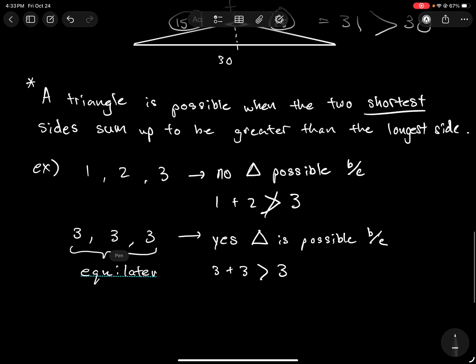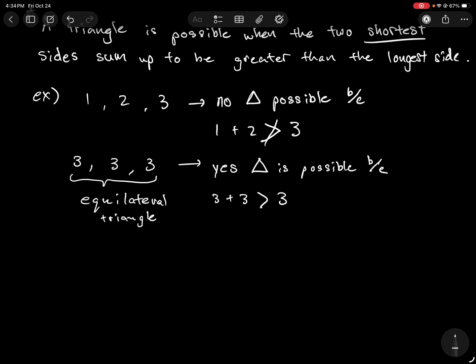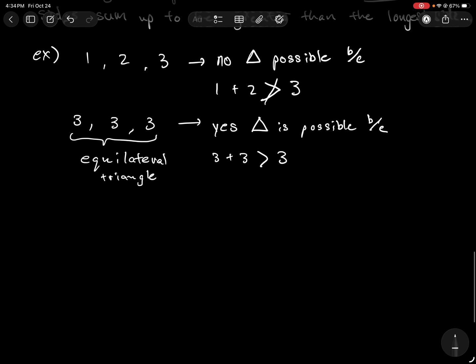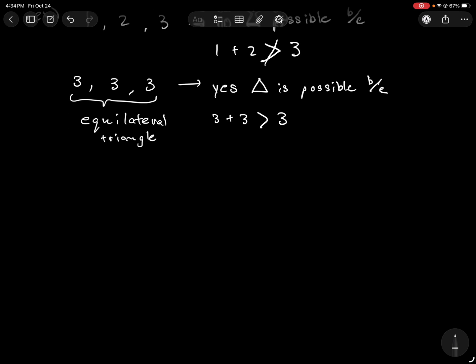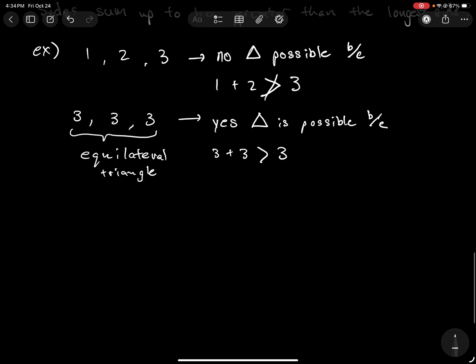I don't know how to spell equilateral triangle, because all of my sides are the same. So speaking of equilateral triangles, we can go into this a little bit more later. Okay, so we'll keep this in mind in a second.